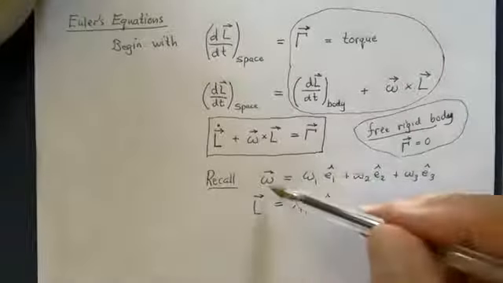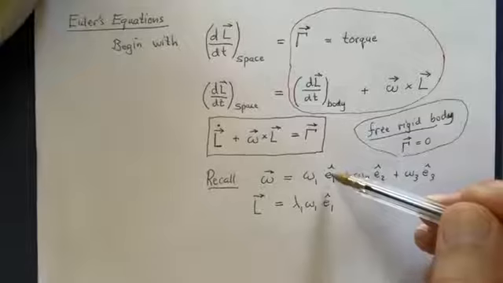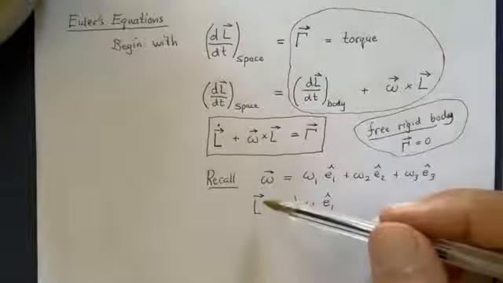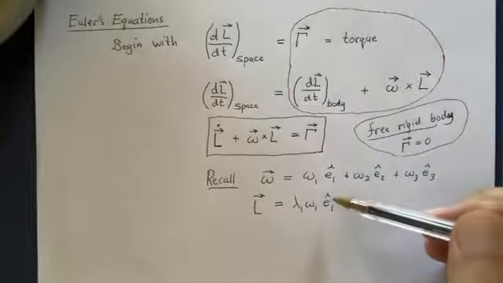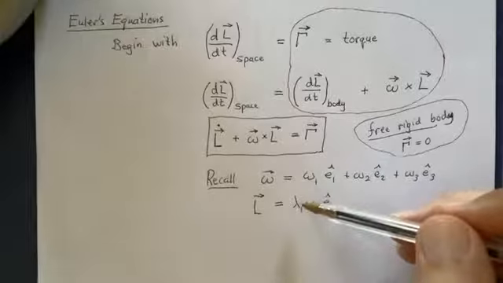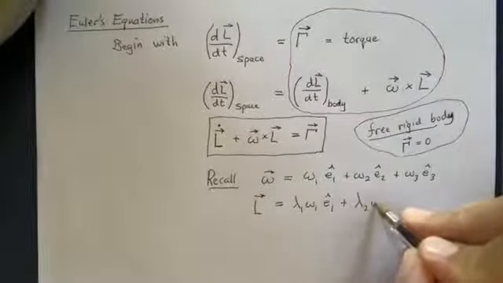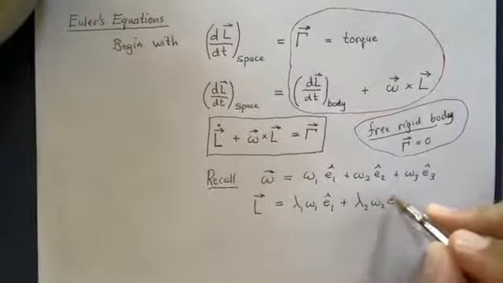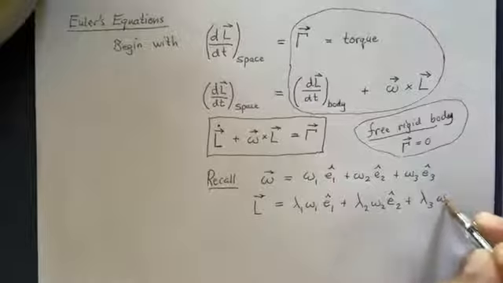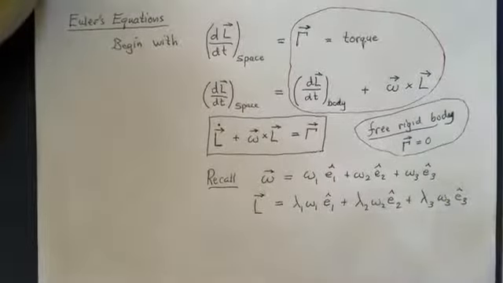That is to say, if omega is equal to a multiple of E hat 1, if that vector points along a principal axis, then you know that the angular momentum will point in the same direction, and the length of the angular momentum vector is gotten by multiplying by lambda 1. Okay, so that's our notation.